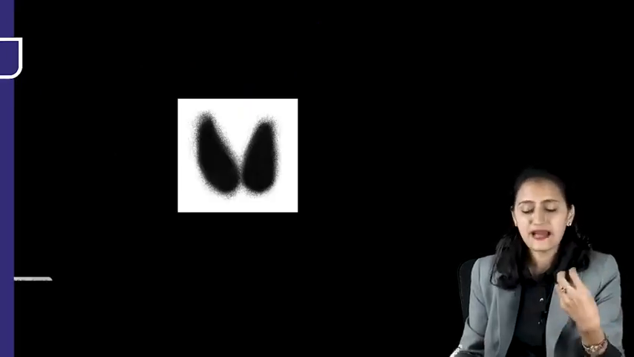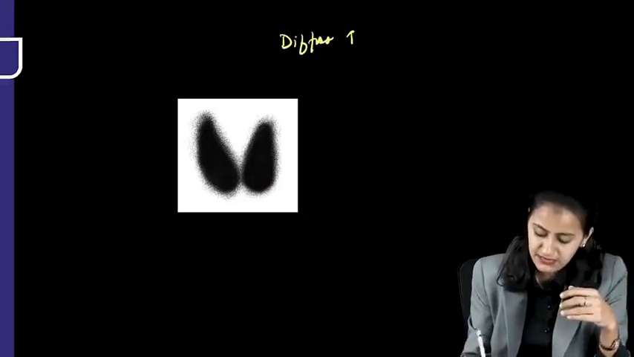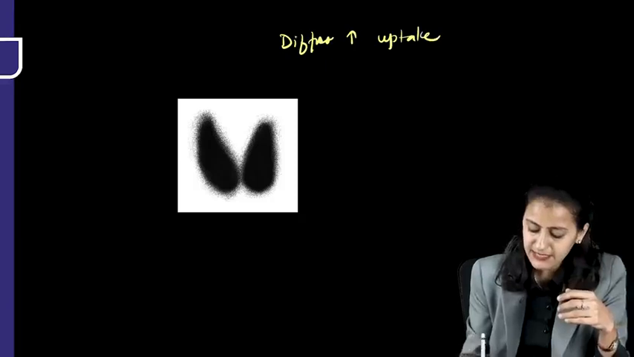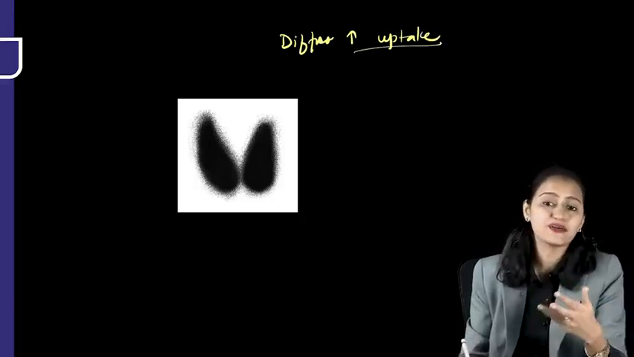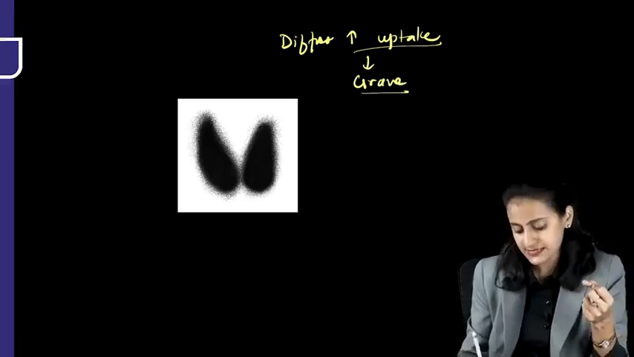What is this one in the thyroid scan? So, if this is the image given in the thyroid scan where the thyroid appears completely black, that means there is diffuse increased uptake in the thyroid. The black area suggests the uptake. So, in a thyroid scan, diffuse increased uptake is seen in Graves' disease.